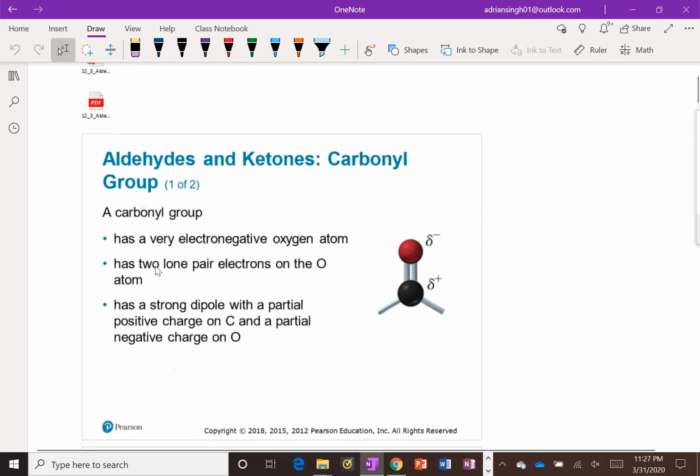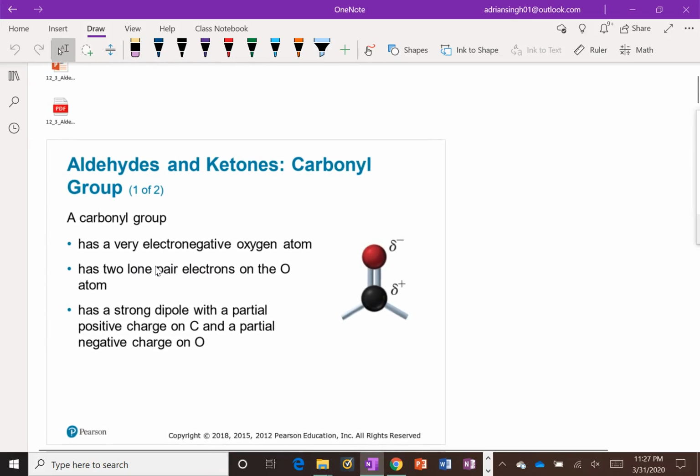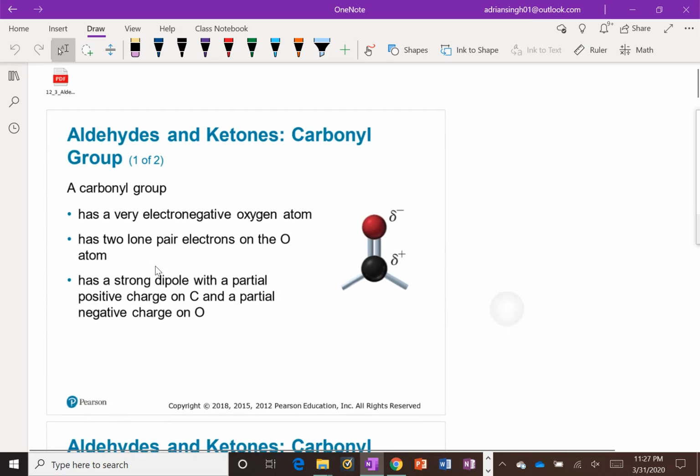All right, so in this section, we're going to be taking a look at two functional groups that are really, really similar to each other. And these are the aldehydes and the ketones, right? And again, we saw briefly these two functional groups at the end of chapter 11. Here we're going to take a much closer look at them.